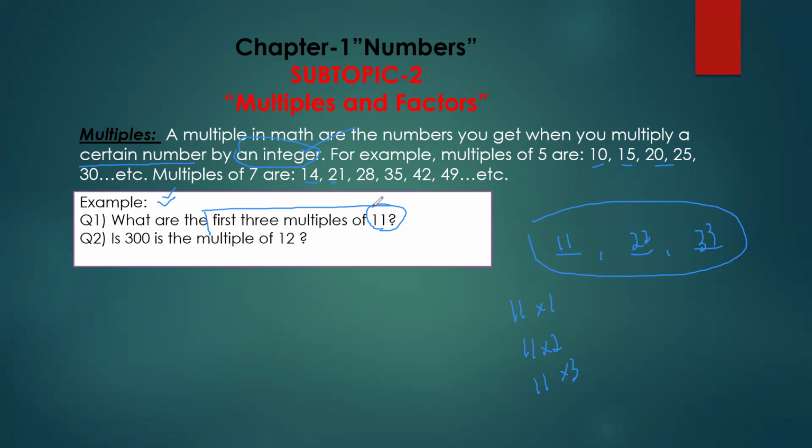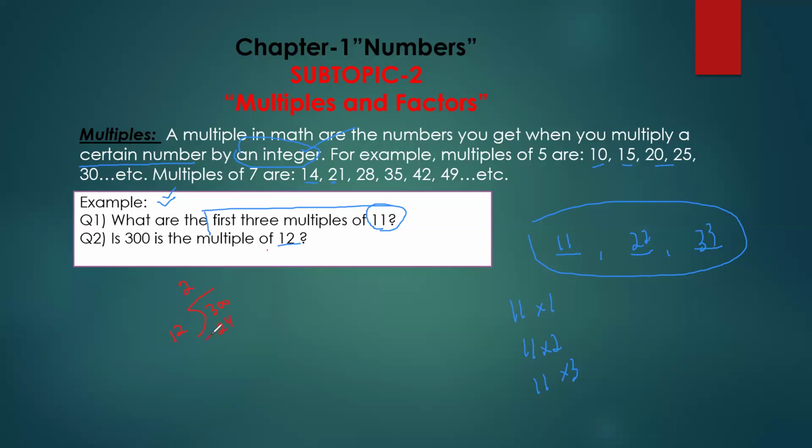That's it. Now example number 2. A little bit different, but it is linked with multiples. Is 300 a multiple of 12? So we have to find whether the number is a multiple of 12 or not. How can we find whether a number is a multiple of a particular number or not? We just need to divide that number. I hope you know how to divide. 300 divided by 12. So 12 twos are 24.